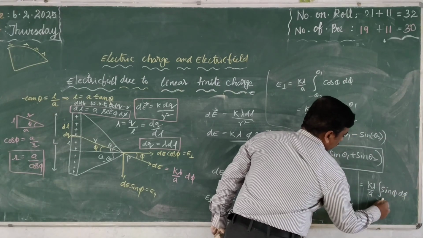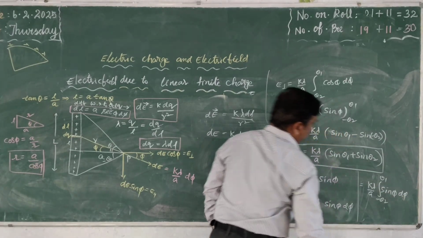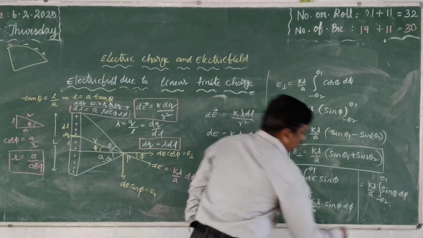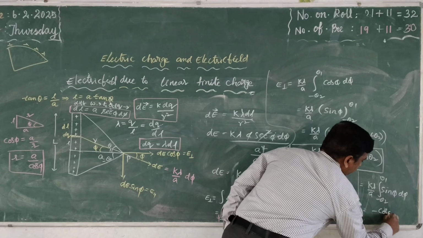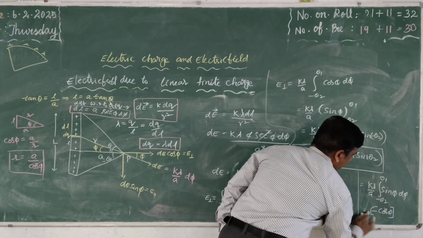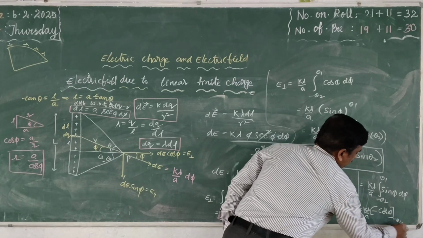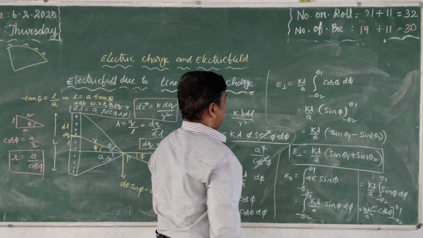With limits theta 2 to theta 1, the integral of sin phi is minus cos phi. Minus cos phi, and k lambda by a is there. The interval is minus theta 2 to theta 1. Now the final step I write here.